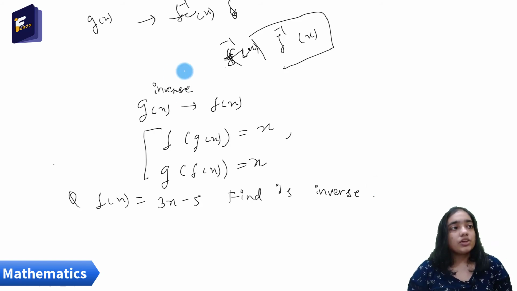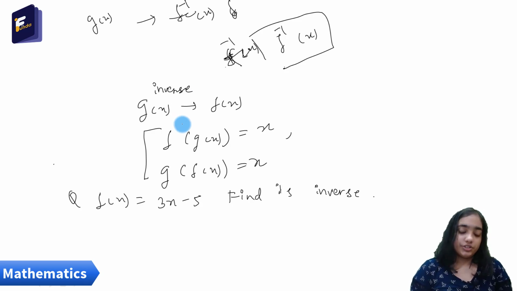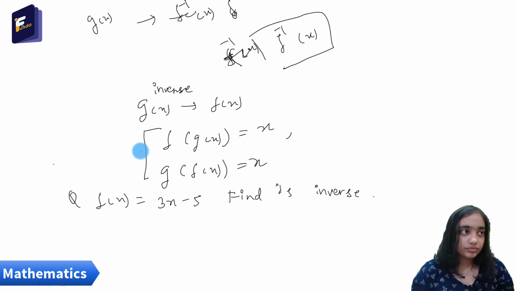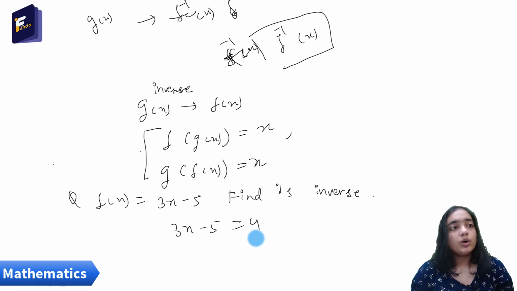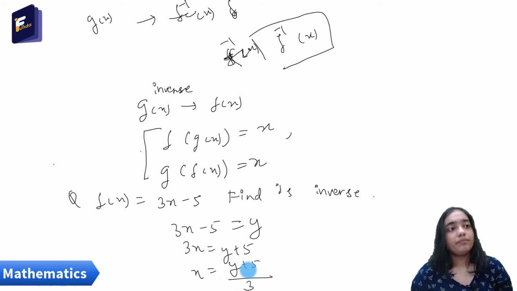Okay, so one way to solve this question is that I have to find the inverse of this function 3x minus 5. So I will put it equal to y. Okay, so here then I will write x in terms of y. So 3x equal to y plus 5 and x equal to y plus 5 by 3.